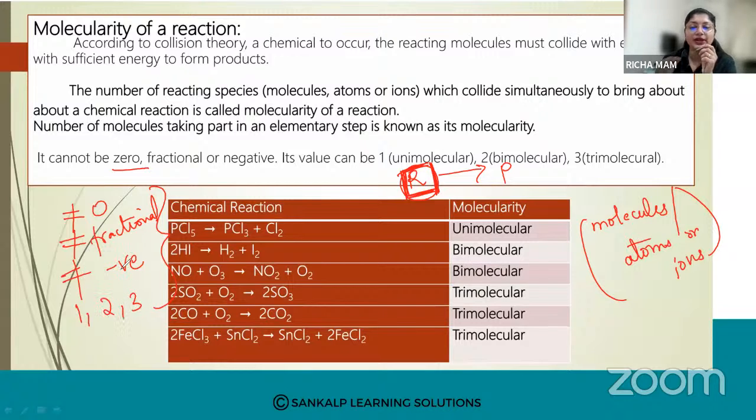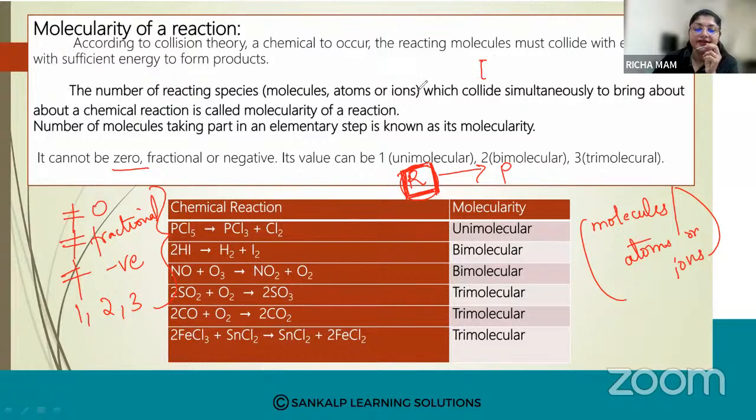So can you make out the difference between order of reaction and molecularity of reaction? Order of reaction decides what? It is the sum of the powers of the concentration terms of the reactants in an experimentally determined rate equation. So we are adding the powers.